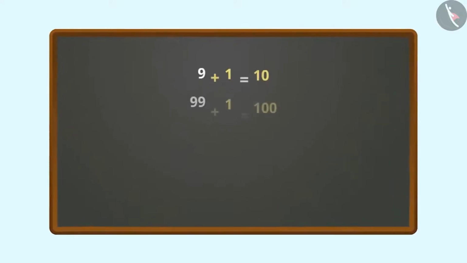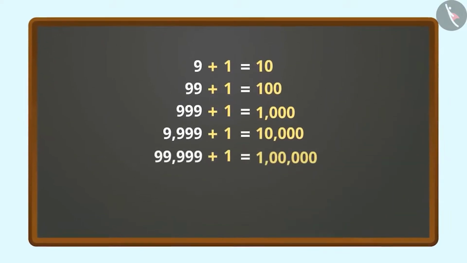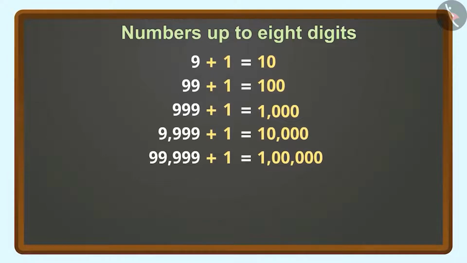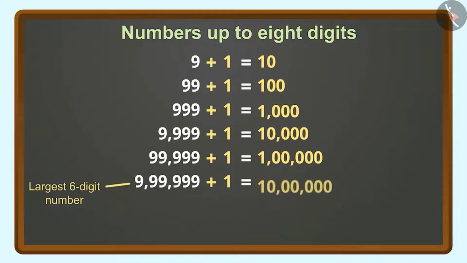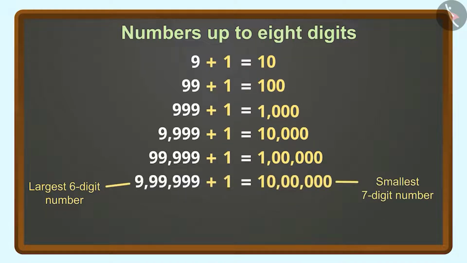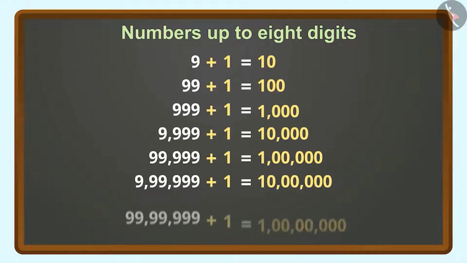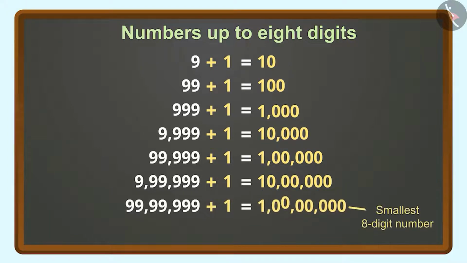While learning 6-digit numbers, we had created an interesting pattern. Now let's start learning even larger numbers by extending this pattern. If we add 1 to the largest number of 6 digits, then we will get the smallest 7-digit number, that is 10 lakh. And similarly, following the pattern, the smallest 8-digit number can also be obtained, that is 1 crore.